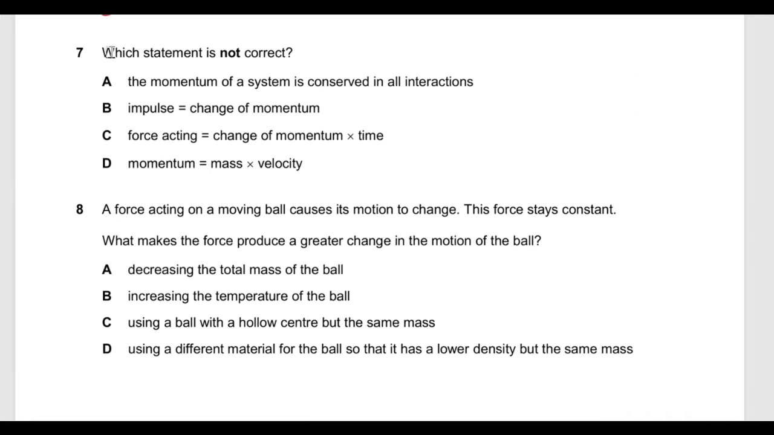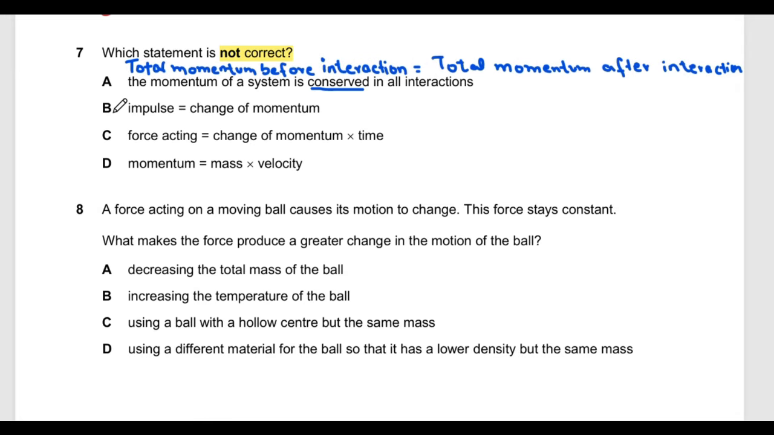Question number 7 says, which statement is not correct? A says the momentum of a system is conserved in all interactions. Yes, if the system is isolated, the total momentum before interaction is equal to total momentum after interaction. B says that impulse is equal to change in momentum. Yes, change in momentum is equal to the product of force multiplied by the time of interaction, which is basically impulse. So B is also correct.